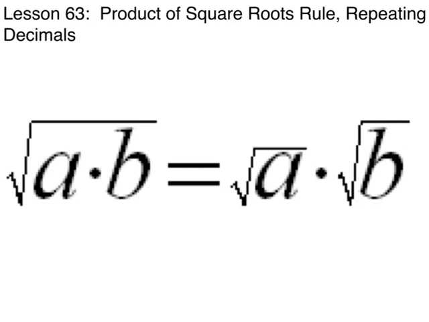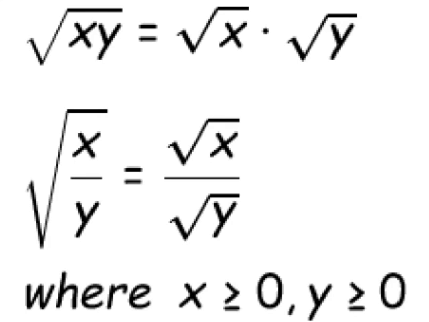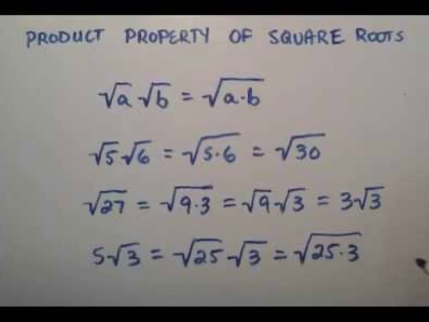We can say that the square root of a times b is really the same as saying the square root of a times the square root of b. Same thing here. The square root of xy equals the square root of x times the square root of y. Or here in fraction form, as long as y is greater than 0 and x is greater than or equal to 0. Alright, so what are we going to do with that?